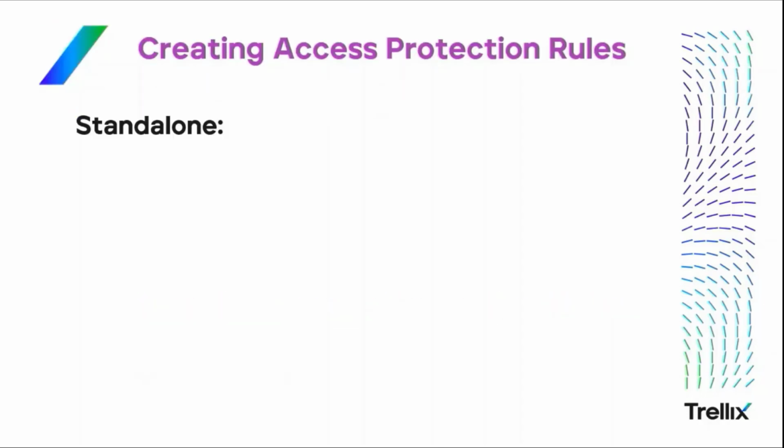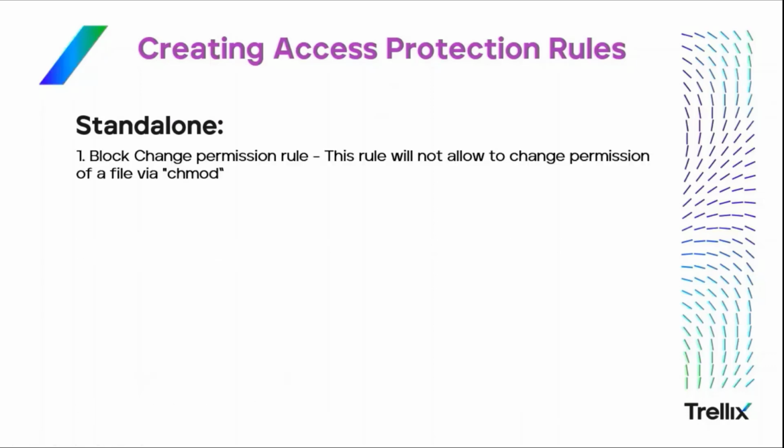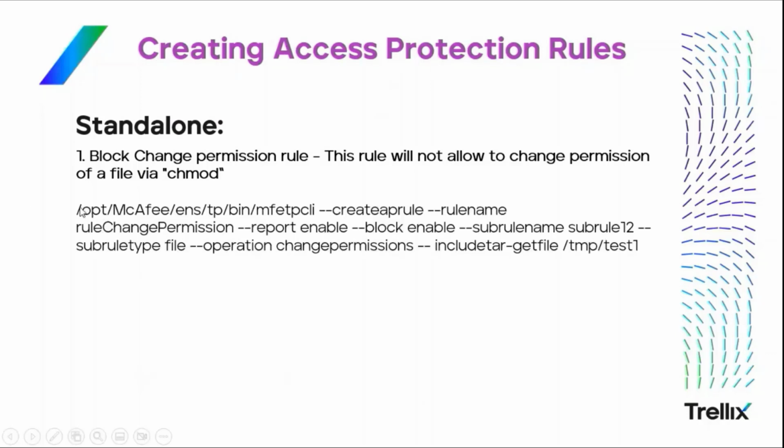In the same way, these rules can be created locally as well if the system is not managed by ePolicy Orchestrator. Here the command will be entirely different from what we do in ePolicy Orchestrator, and we use the same MFETP CLI option to create the rule. So just to view it, this would be the rule. We are using MFETP CLI, creating a rule, providing a rule name. We are enabling reporting as well as block, adding a subrule, and the operation will be change permission, and we are including the target file under the temp folder. The file name will be test.